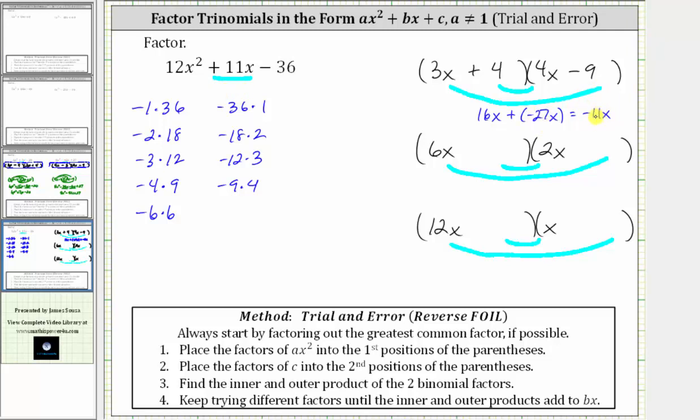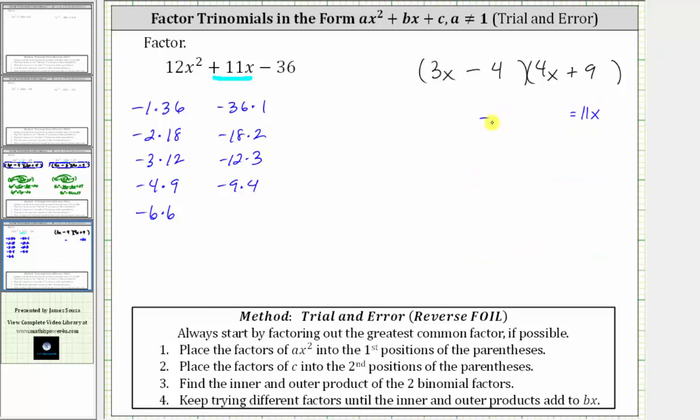Because we have the wrong sign here, we can simply change the signs of the factors of negative 36, meaning we make this minus 4 and this plus 9. Let's make that change and check it again. So minus 4 here, plus 9 here. Notice now the inner product is negative 16x, plus the outer product is positive 27x, which does give us a sum of 11x. And we quickly found the correct factorization for the given trinomial. So we go ahead and erase everything else. And we now know this is the correct factorization.